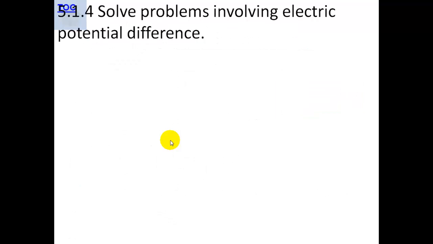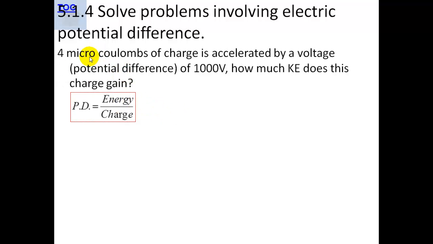Solve problems. The potential difference is the energy divided by charge. And we have 4 microcoulombs of charge accelerated by a voltage of 1000 volts. How much kinetic energy does this charge gain? Well, the energy is equal to the potential difference times charge. Potential difference is 1000 times the charge, which is 4 times 10 to the minus 6 coulombs.